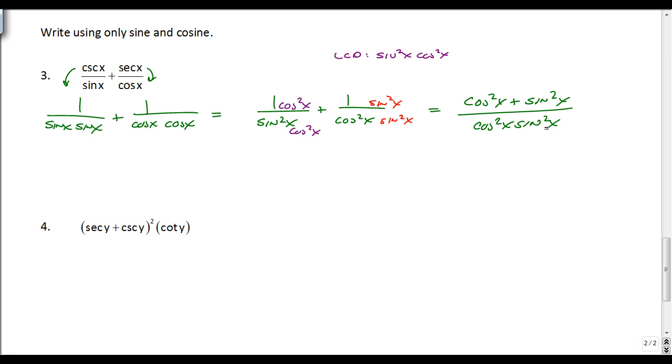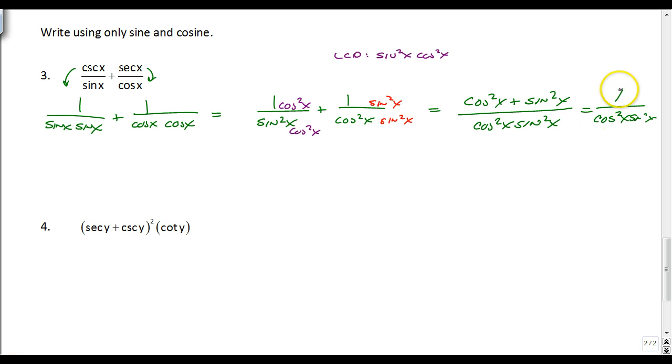And you're almost done. There's only one more step. If you're noticing it, on the top you have sine squared x and cosine squared x. This is one of your Pythagorean identities. So sine squared x plus cosine squared x is equal to 1, over cosine squared x sine squared x. So if you're thinking about doing anything else here, you shouldn't. You're done. That is your final answer because we're simplifying to sine and cosine only.